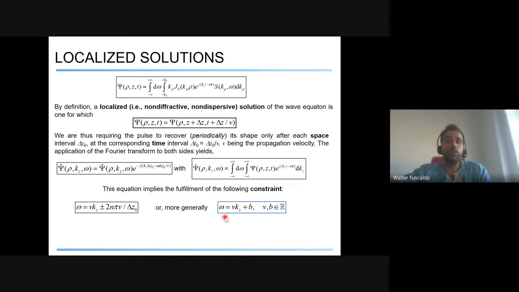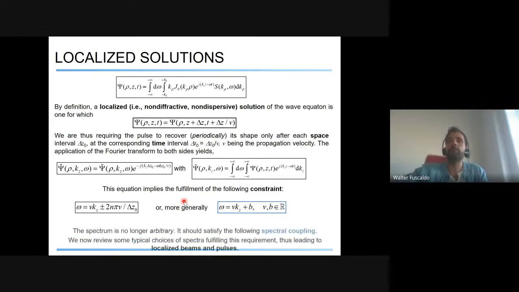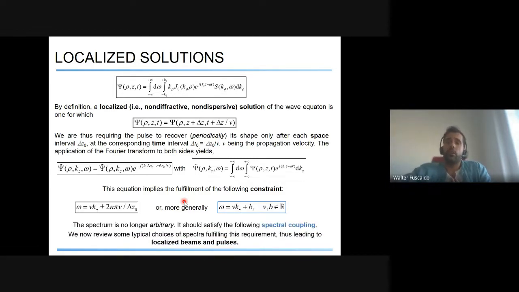That implies, of course, a linear coupling between the longitudinal wave number and the frequency, or in the very same manner, a linear coupling between the radial wave number and the angular frequency. So, in order to get a localized solution, we have to enforce such a spectral coupling, and we will see in the next slides some kinds of localized beams and pulses that respect this coupling between the wave number and the frequency.